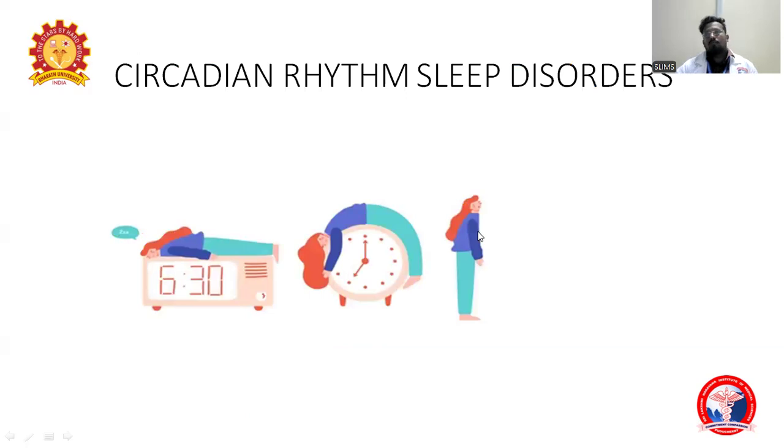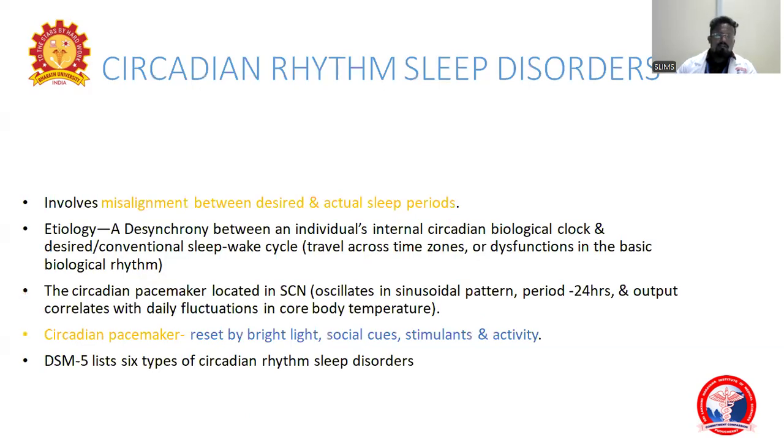So, circadian rhythm sleep disorders involve misalignment between desired and actual sleep periods. The etiology is desynchrony between the individual's internal circadian biological clock and the desired conventional sleep wake cycle. Usually all human beings have a circadian rhythm. They have a biological clock which makes us wake in the morning. When it is disrupted, it disrupts the circadian rhythm and causes sleep disorders.